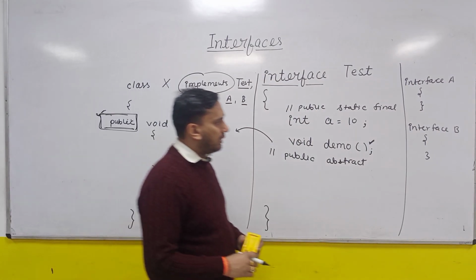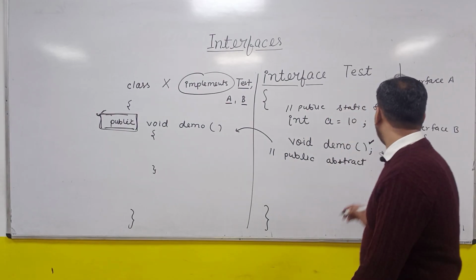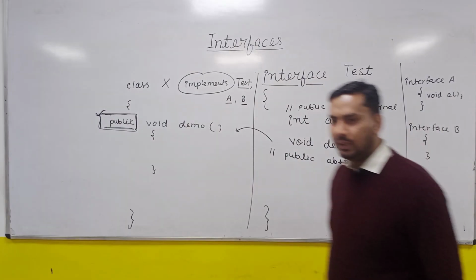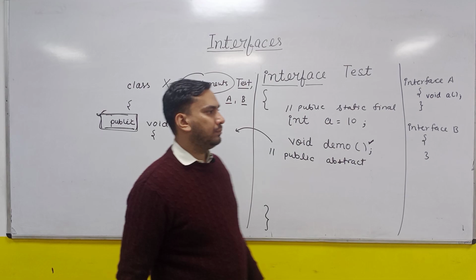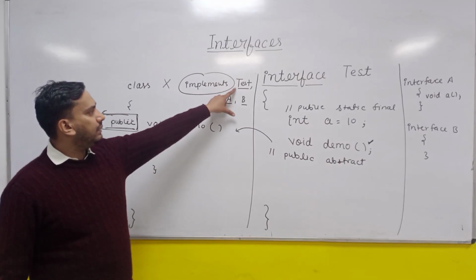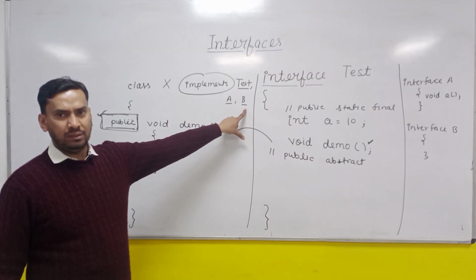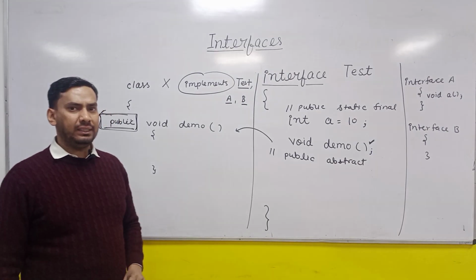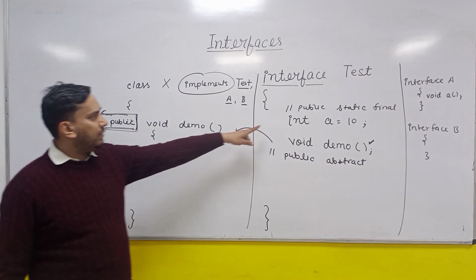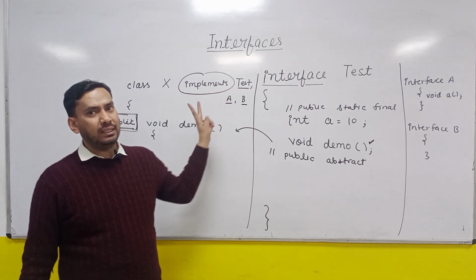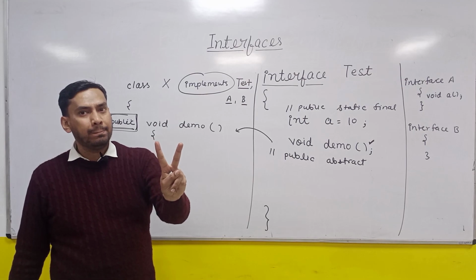Now suppose I said, okay sir, interface A is also having some abstract method. Let's say here we have a method void A. Now what will happen here? Now we are inheriting test A and B. So in total, how many abstract methods did we inherit here in this class X? One from the test, one from A. So the total abstract methods inherited in the class is 2, right?